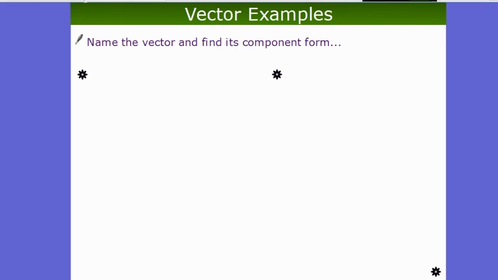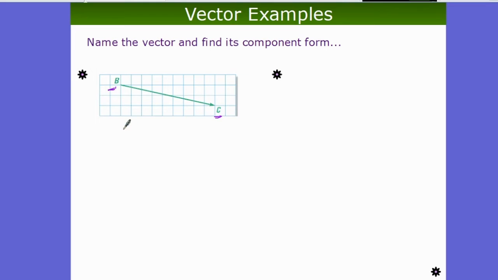Let's practice a little bit naming vectors and putting them in their component form. Here's a vector. I'm starting at point B, and I'm going to point C. So if I'm going to write vector BC, I'm going to have these little sharp brackety type parentheses. What is the horizontal move? How many boxes do I go right to get there? 9. And then how many do I go down? I go down 2. Going down is a negative direction. So BC, that vector, is defined in component form as <9, -2>.